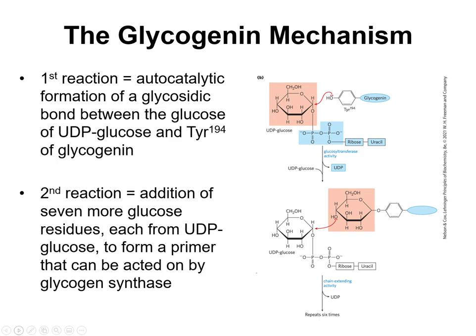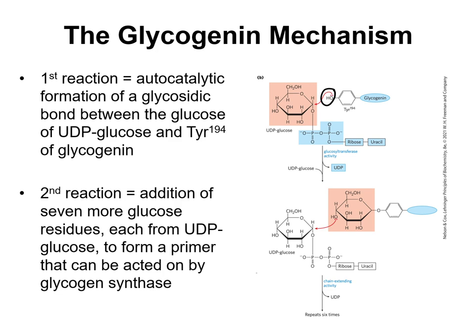So the first reaction, we have the autocatalytic formation of a glycosidic bond between the glucose within the UDP glucose and tyrosine 194 of glycogenin. Because there's two, we have a dimer, so one can help to add that glucose onto the other. And that reaction is shown here. So we've got tyrosine that is part of the active site. It's got a hydroxyl group, suspiciously like the non-reducing end of a glycogen chain.